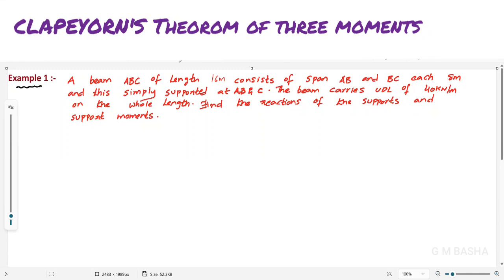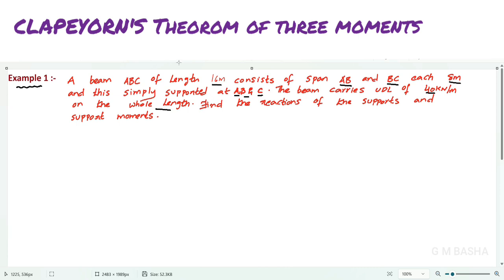In this lecture, I would like to explain an example based on Clapeyron's theorem of three moments. See here, this is the question, example 1 based on this theorem. A beam ABC of length 16 meters consists of spans AB and BC, each of 8 meters, and is simply supported at A, B, C. The beam carries a UDL of 40 kN per meter on the whole length. Find the reactions of the supports and support moments.